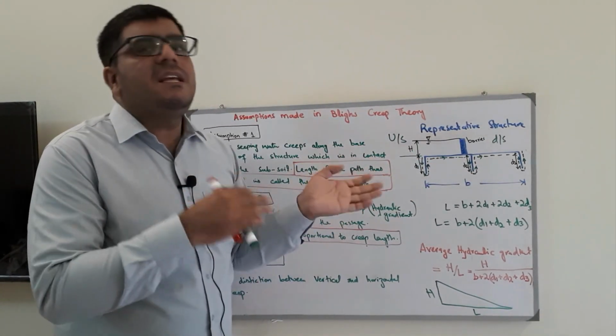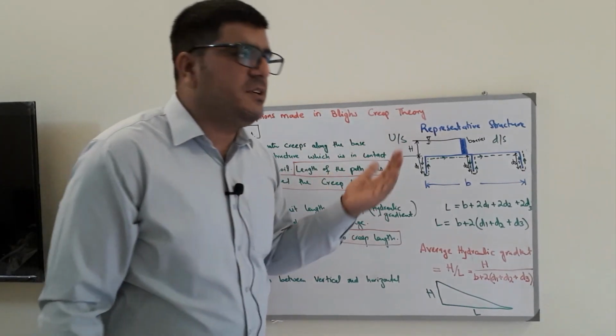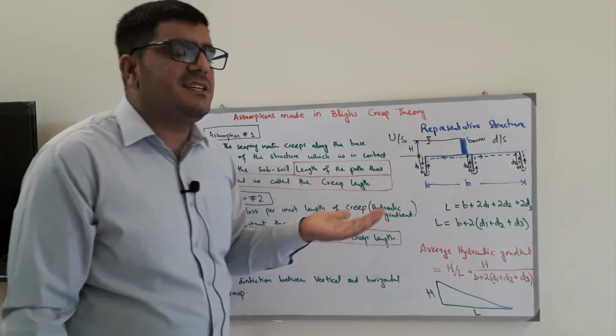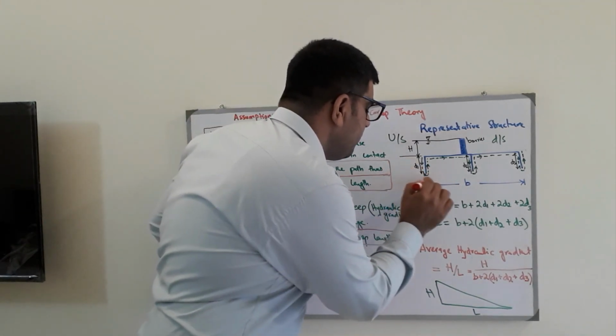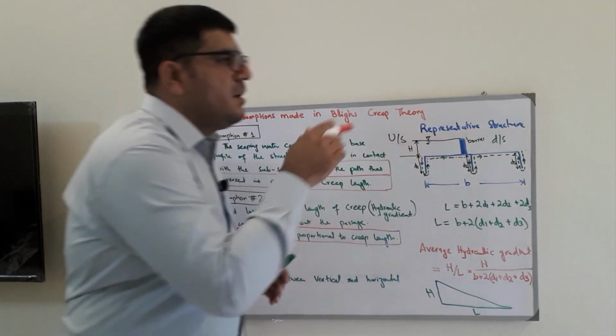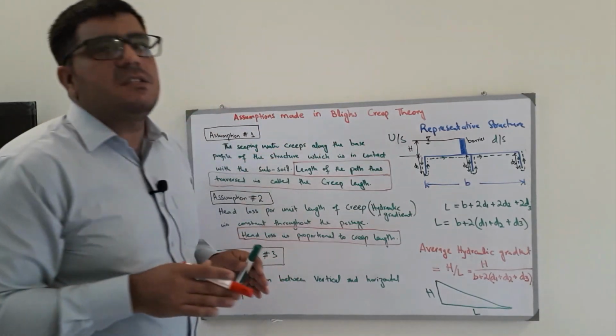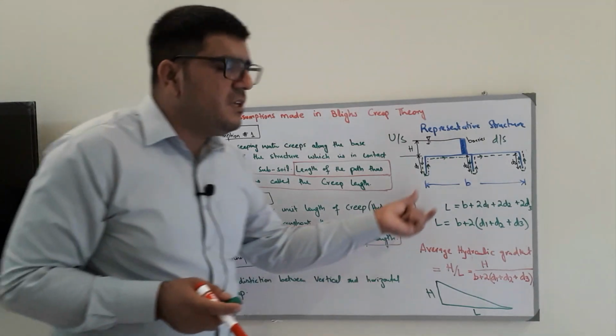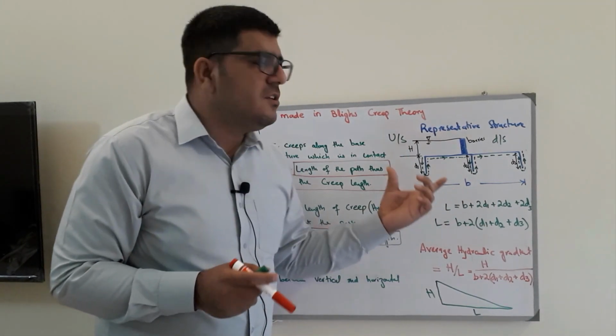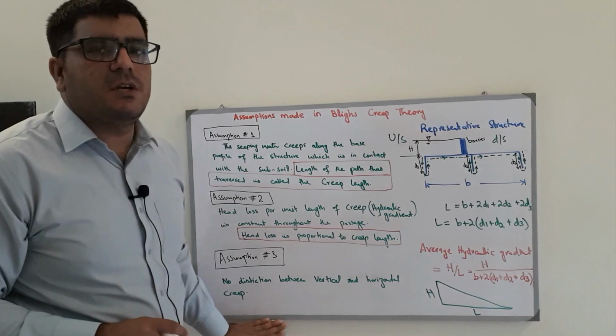Later on, Bligh made some adjustment and made the distinction between horizontal and vertical creep lengths, but he said that whether the creep is moving downward, in an upward direction, or in a horizontal direction, the head loss over the creep length will be constant, right? So this is basically the meaning of assumption number 3.